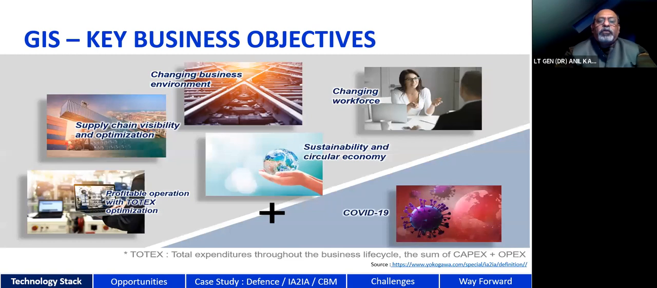No wonder, therefore, today, when we look at GIS, it is the key business objective in the digital world. Whether we look at supply chain visibility and optimization, it is changing the business environment. The whole business environment is changing. That is the kind of disruption. The way business used to happen doesn't happen any longer.